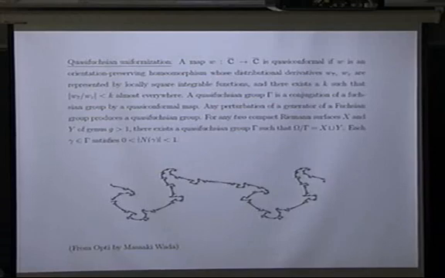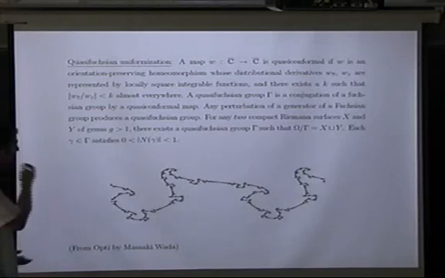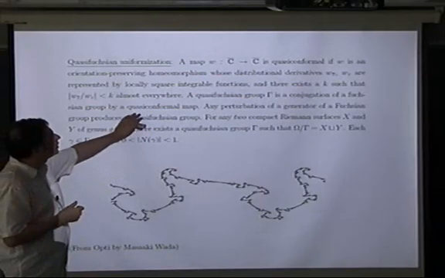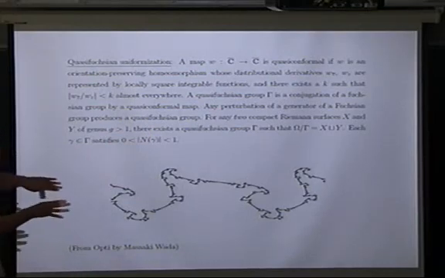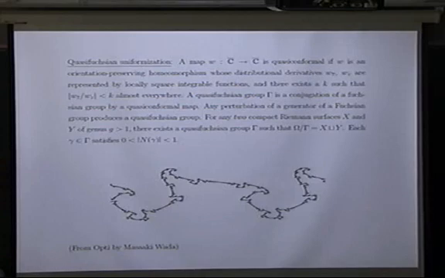So a quasi-Fuchsian group, the exact definition is that it's the conjugation of a Fuchsian group by a quasi-conformal map. But the intuitive idea is that if you take a Fuchsian group and then you move any of the generators, allowing the generators to become complex, you get a quasi-Fuchsian group.